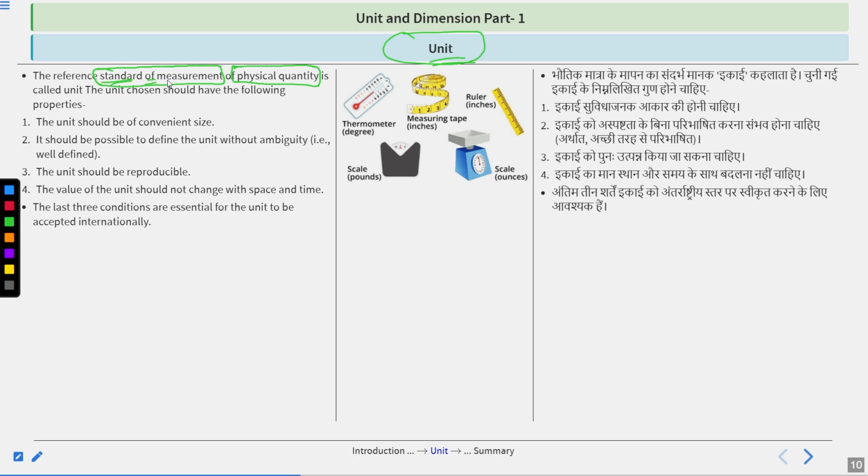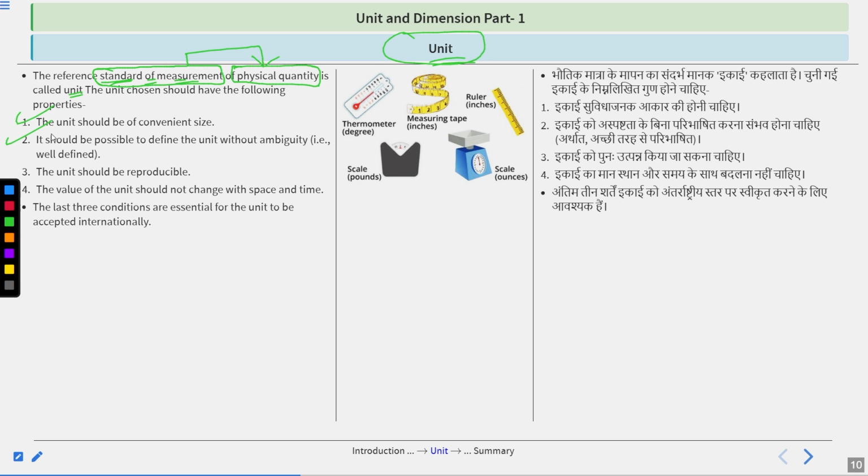Okay, the standard of measurement. These standards are called the physical quantity, and these are called the unit. The unit chosen should have the following properties. First, the unit should be of convenient size. Second, it should be possible to define the unit without ambiguity, therefore well defined.